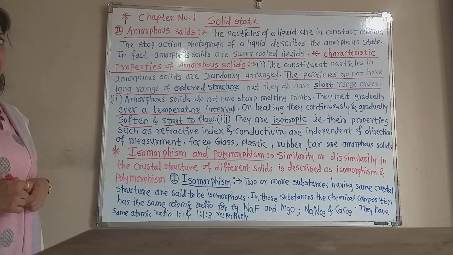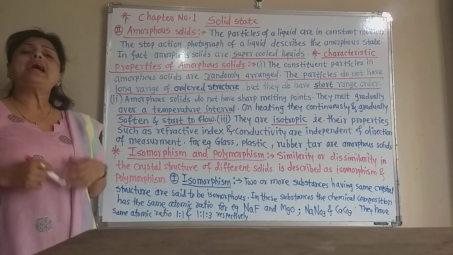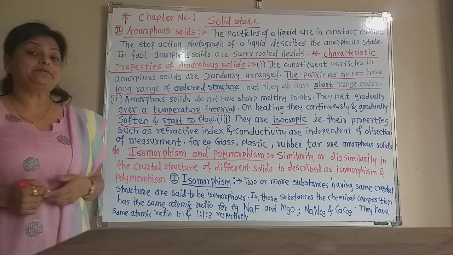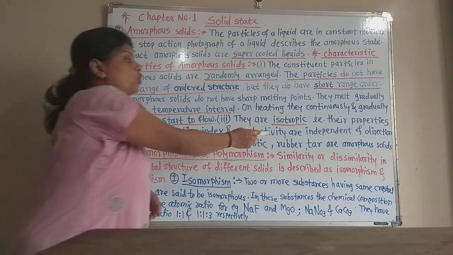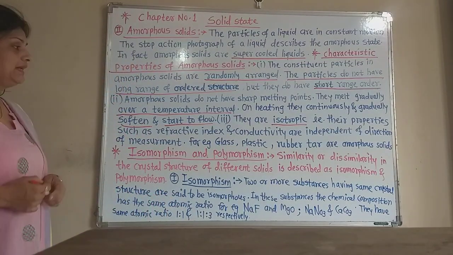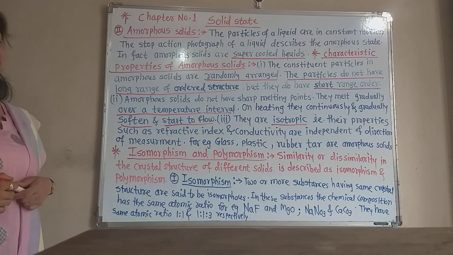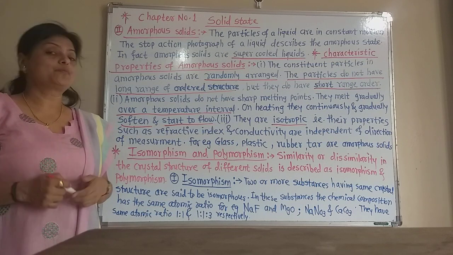In all directions their refractive index and conductivity are the same. So they are isotropic. Amorphous solids are isotropic. For example, glass, plastic, rubber, tar, these are examples of amorphous solids.